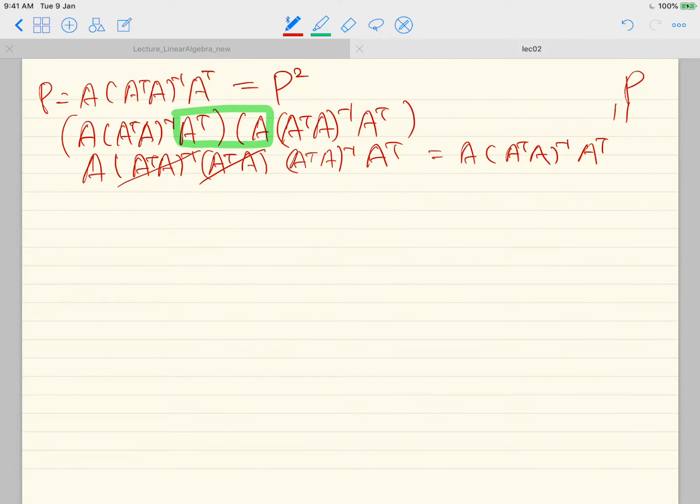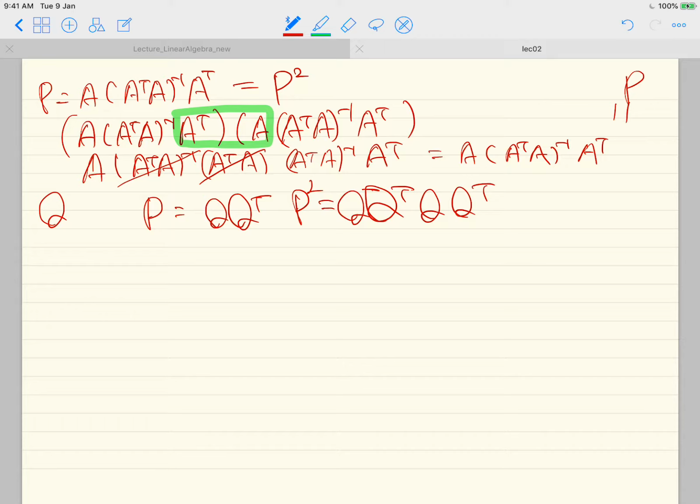Also, in case we are given the matrix Q, which has orthonormal columns, because this part Q transpose Q is the identity, P will be Q Q transpose. Then Q Q transpose times Q Q transpose is our P squared, and since Q transpose Q is the identity, Q Q transpose is our result, which is the same as P.